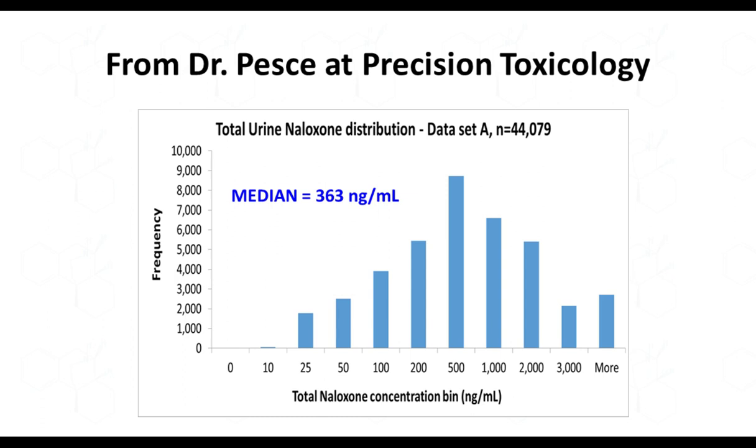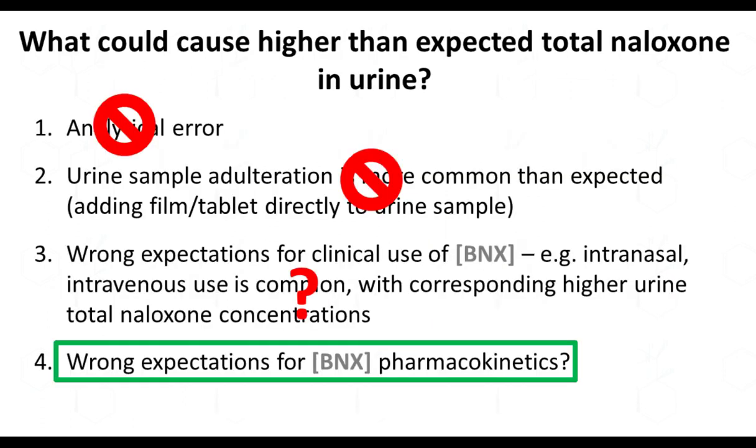So with only 49 samples, we saw a median value for total naloxone of 245 nanograms per mil. 49 isn't a very big cohort. So again, Dr. Pesce was generous enough to share his data with us for a much larger cohort of 44,000 samples, and they're seeing exactly the same thing. And their median value for total naloxone was 363 nanograms per mil.